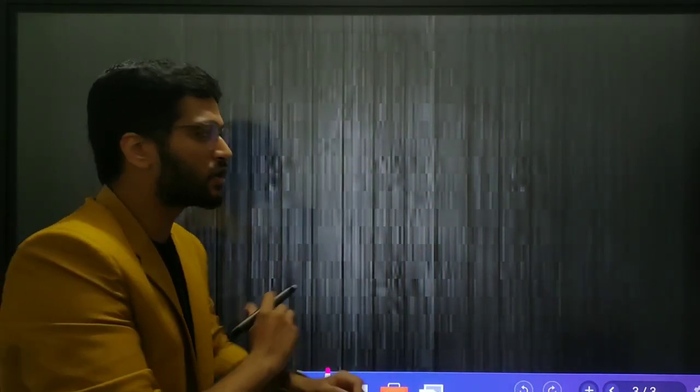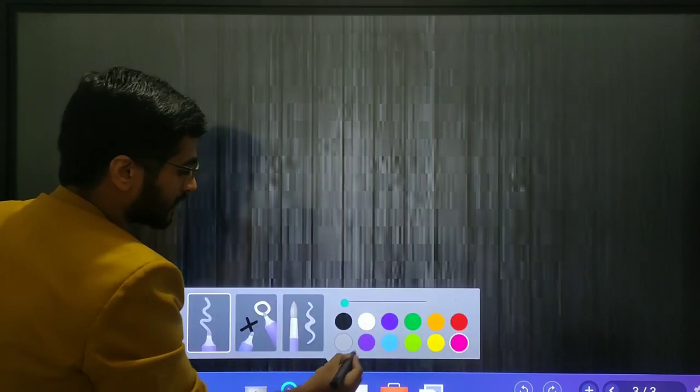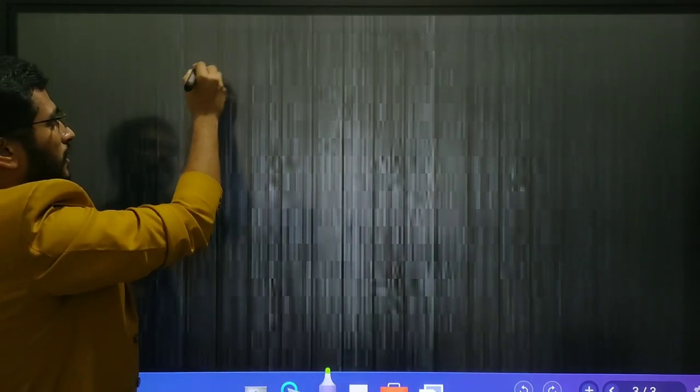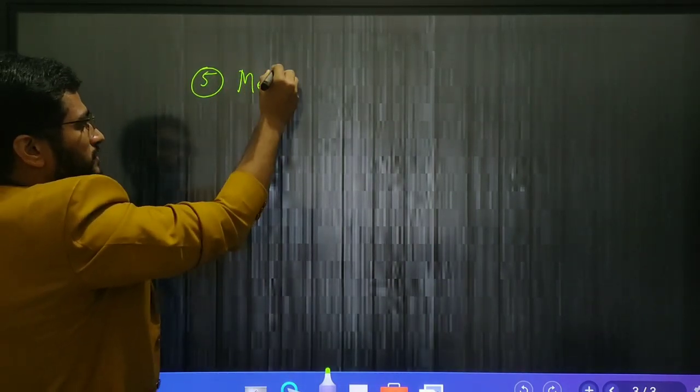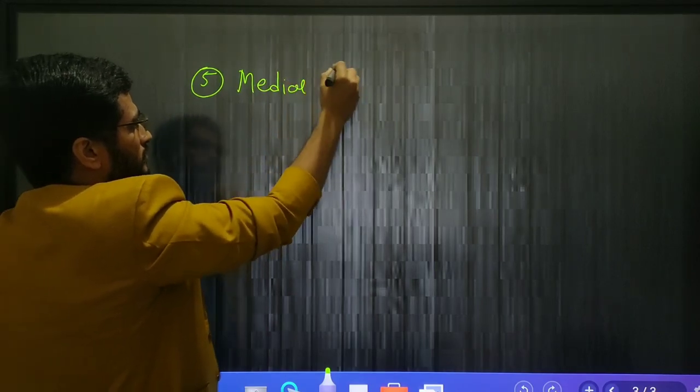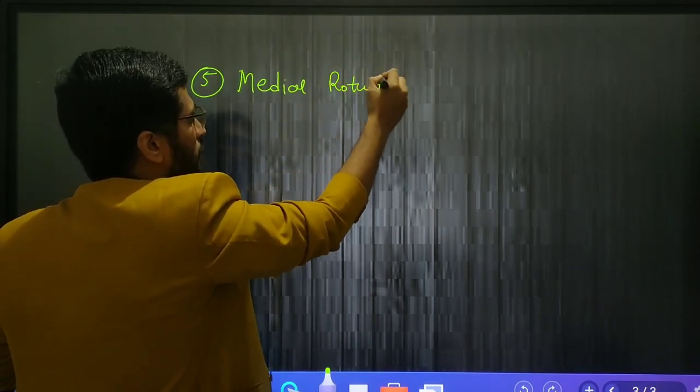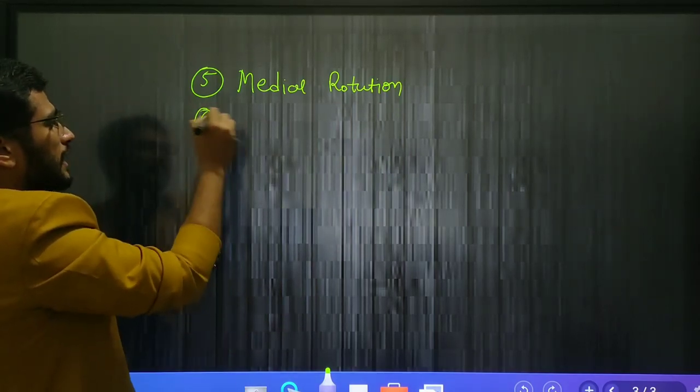Let us see the next terminology. Another term is medial rotation, and opposite to this is lateral rotation.